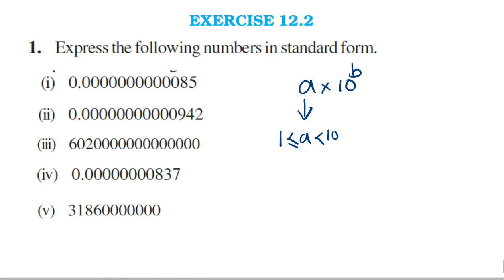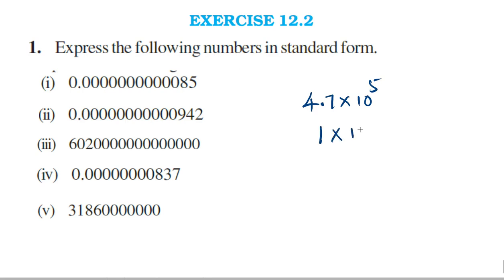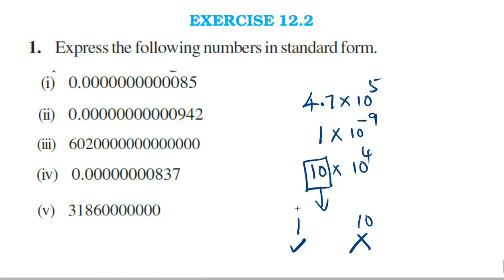For example, 4.7 times 10 to the power of 5 is in standard form. Suppose I write 1 times 10 to the power of minus 9, it is also in standard form. Suppose I write 10 times 10 to the power of 4, this is not in standard form. Why? Because this value 10 must be in between 1 and 10, including 1 and excluding 10. That means we can write 1, but we can't write 10. The number must be in between 1 and 10, including 1 and excluding 10. Then that is said to be in standard form.